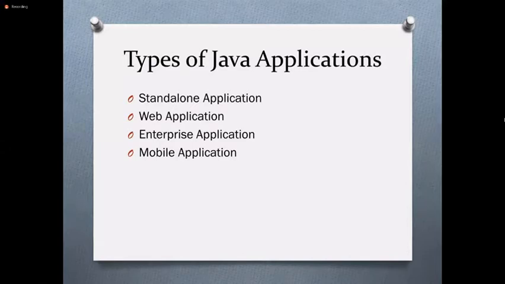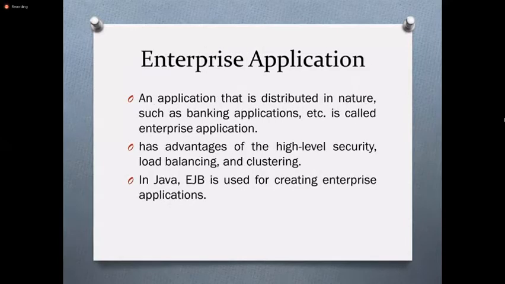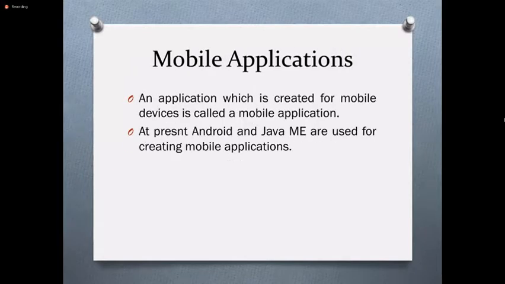Then the types of applications: we can classify Java applications into 4 categories as standalone, web application, enterprise application, and mobile application. Then we discussed what a standalone application is, what a web application is, what an enterprise application is, and what a mobile application is, which can be developed using Java.